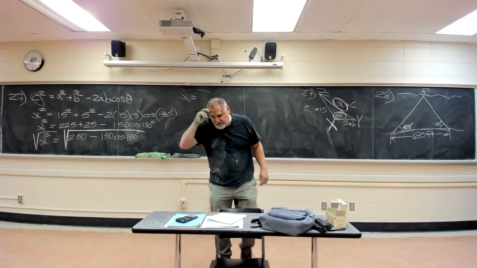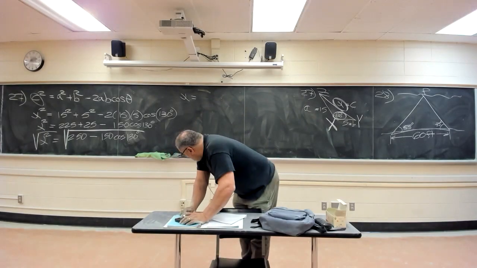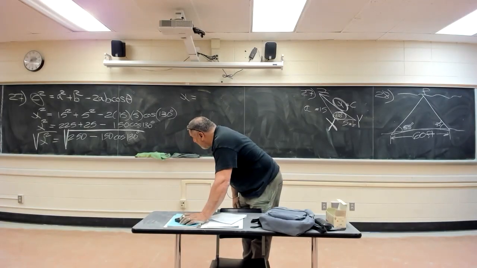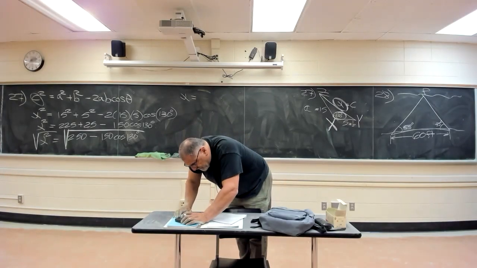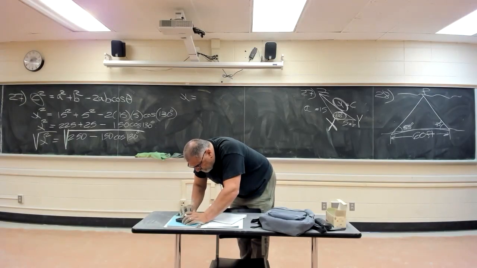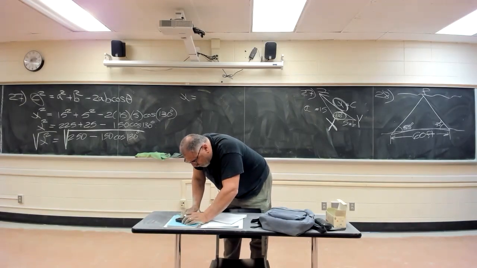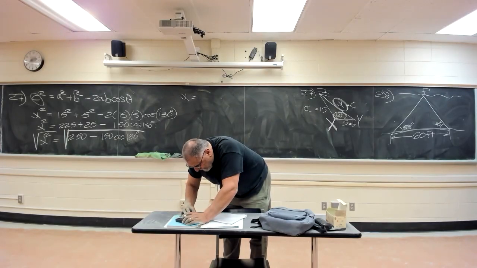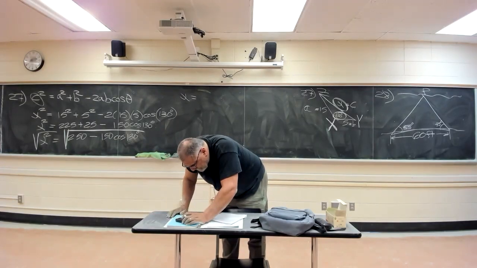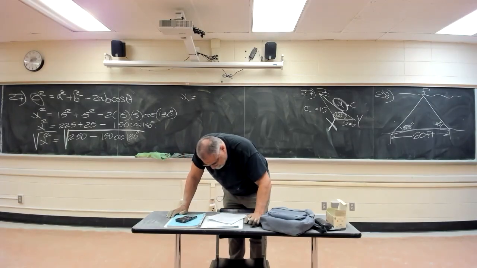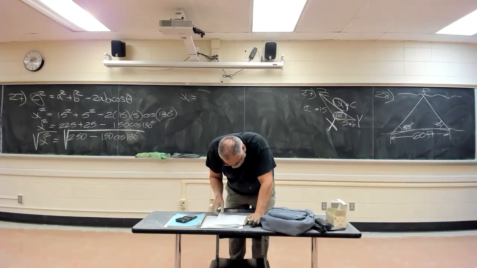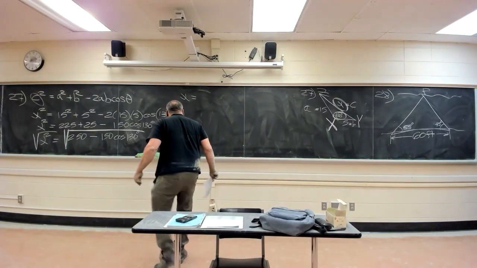If you square root both sides, to make a long story short, you're going to find what x is. So the way this plays is 250 minus 150 cosine 130 degrees. 250 minus 150 cosine... 346.418. Get the square root of that. 18.6123.